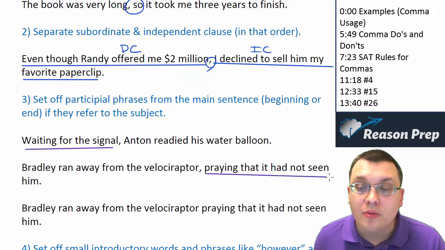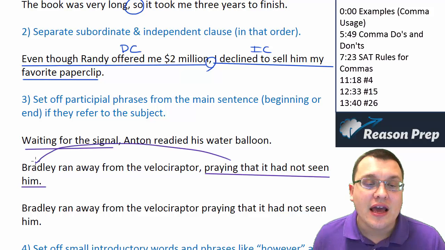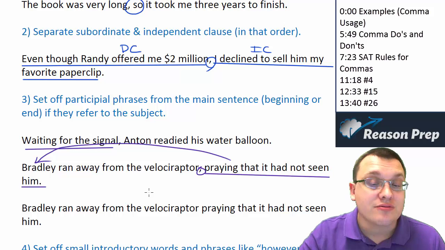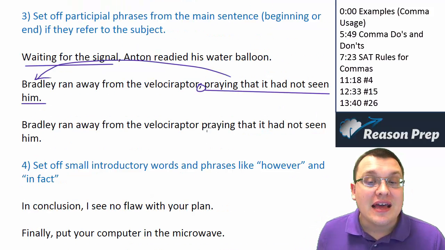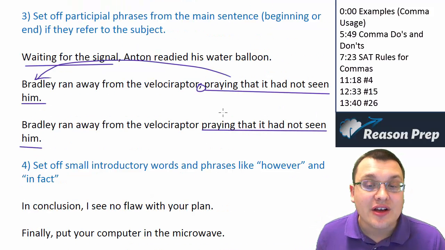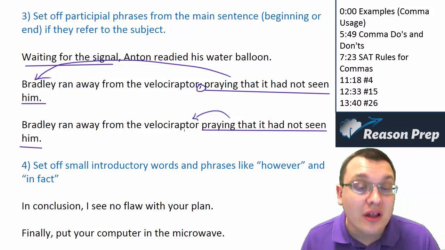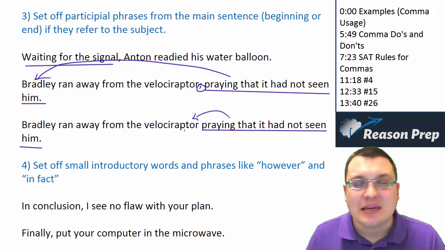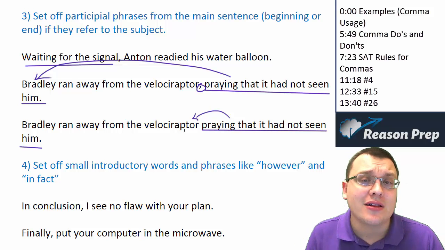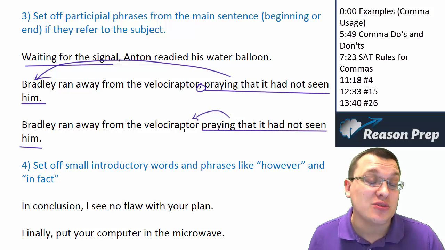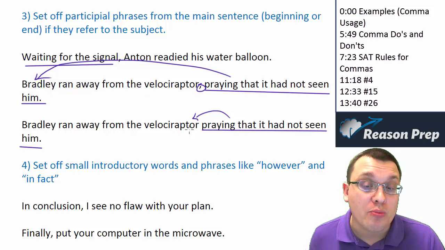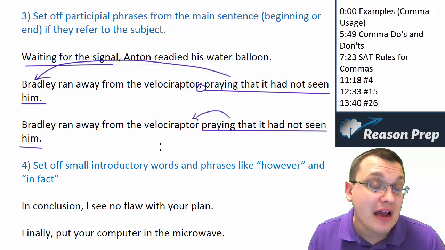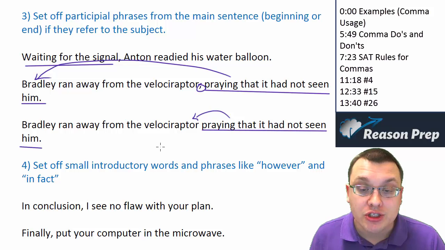So here, this participial phrase is at the end of the sentence, and since the comma is there, it's telling us that this refers to Bradley, not to the velociraptor. If there is no comma, it actually makes it technically apply to the velociraptor. So the sentence would literally be saying that the velociraptor was praying that it had not seen him. Of course, that makes no logical sense, but grammatically, in the literal reading of the sentence, that's what it would be saying. So this is a situation where you probably would want to add a comma to indicate that it's referring to Bradley so that there's no misplaced modifier issues.